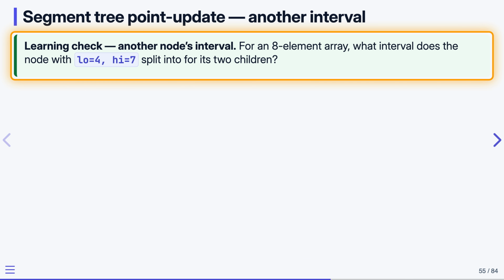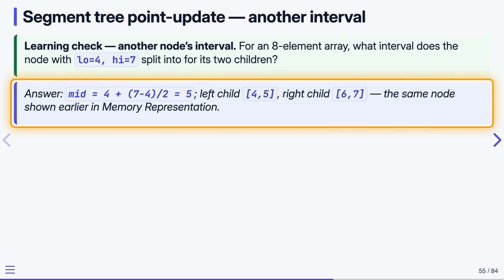A learning check on those intervals. For an 8-element array, what interval does the node with low 4 and high 7 split into for its 2 children? Pause and work it out. The answer: mid is 4 plus (7 minus 4) over 2, which is 5. So the left child covers 4 to 5, and the right child covers 6 to 7. That is the same node we saw earlier in the memory section.